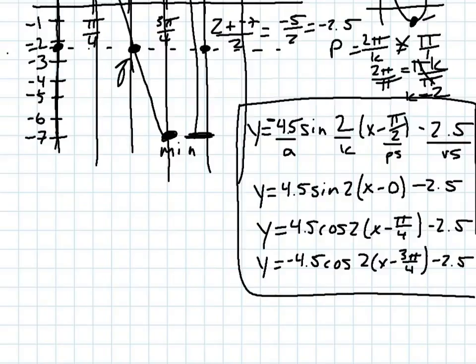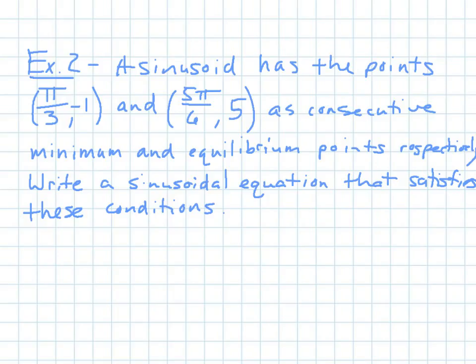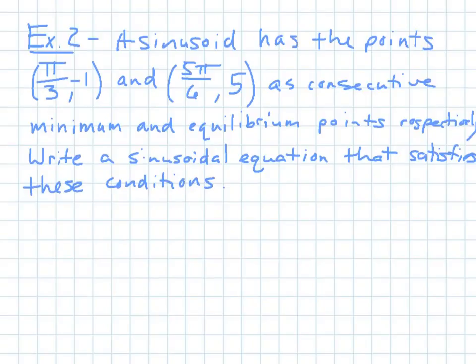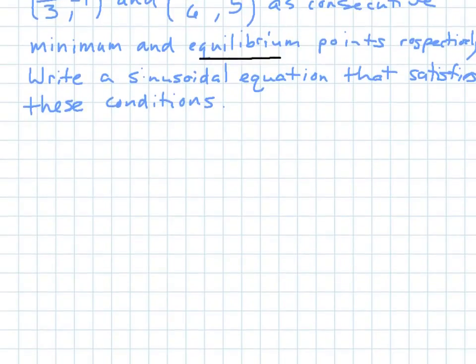Okay? So let's try it with a different problem. Example 2: a sinusoid has the points pi over 3, comma 1 and 5 pi over 6, comma 5 as consecutive minimum and equilibrium points respectively. Write a sinusoidal equation that satisfies these conditions. So here, the word equilibrium means middle. So it's the middle part of your equation.